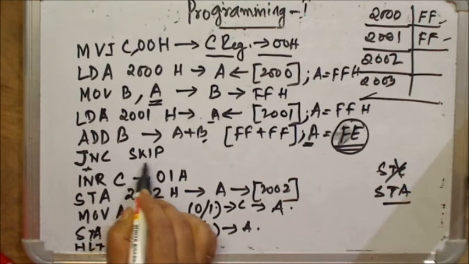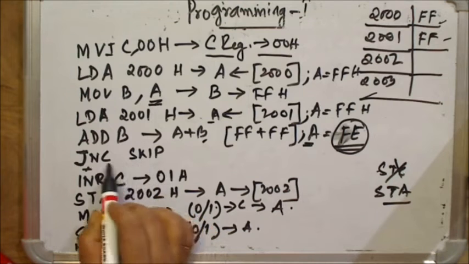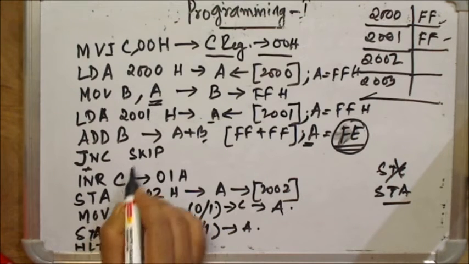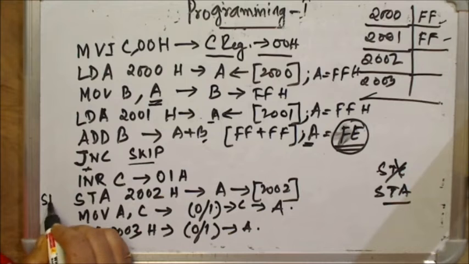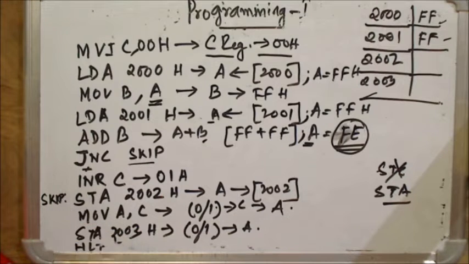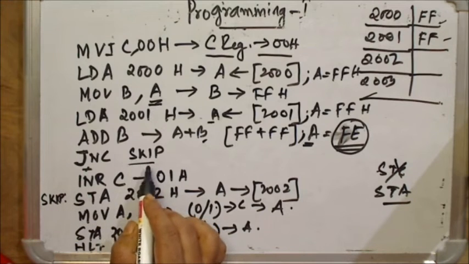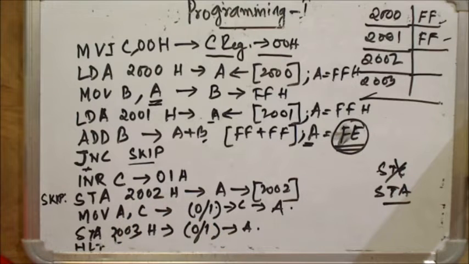Now, jump if no carry. Where will it jump? Jump to skip. Where should I put skip? Over here. This is nothing but a memory address. When you compile it, the processor will take this as an address. Okay. Understood?